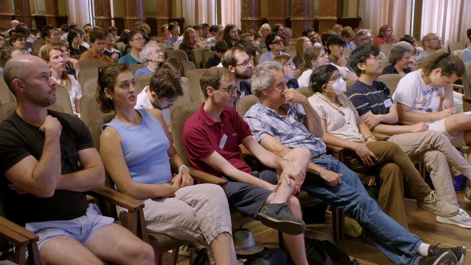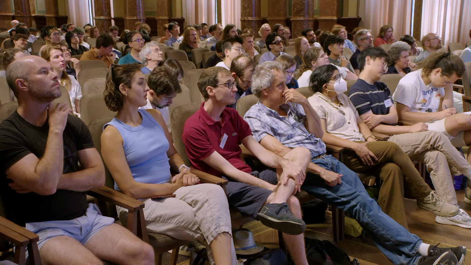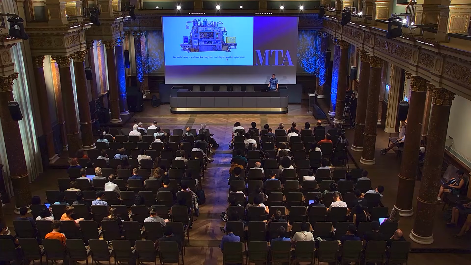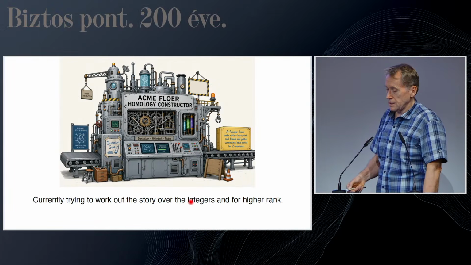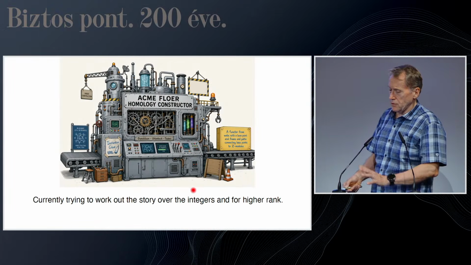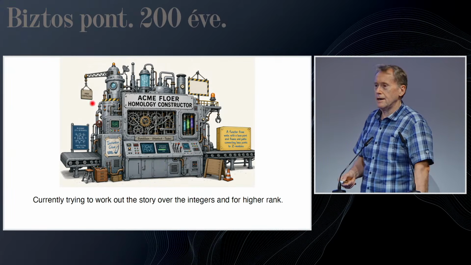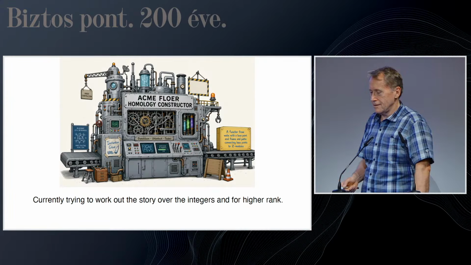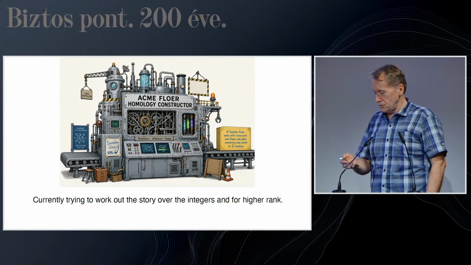Currently, what we're trying to do is an analogous story for higher rank, for SUN in some generality, and also sorting out what's going on over the integers. But that's still, like it says here, under construction. The machine isn't quite built. But we're hoping to do that.